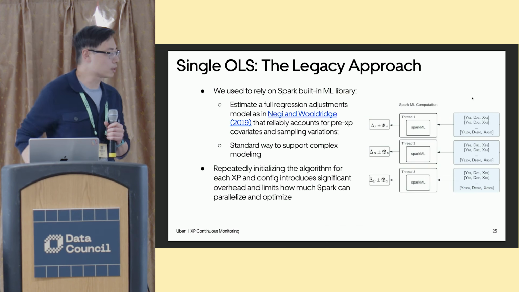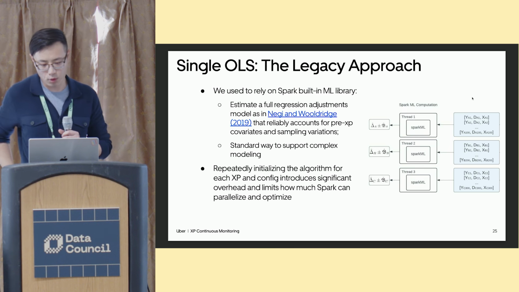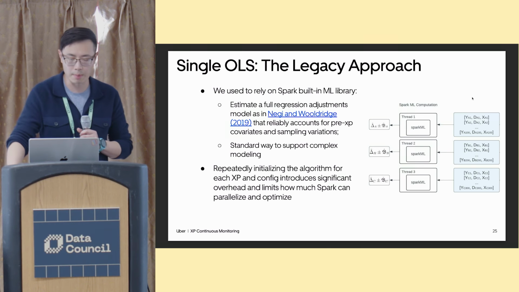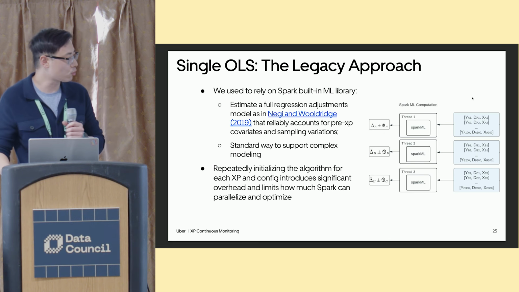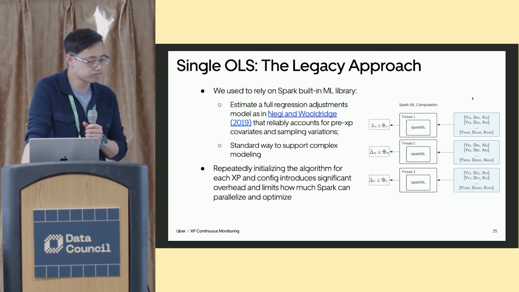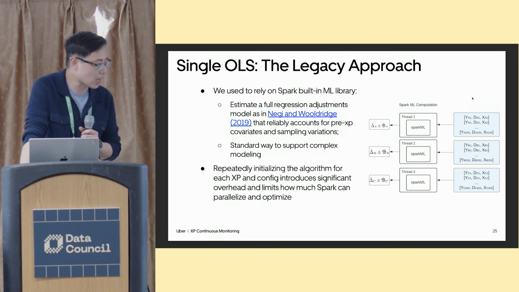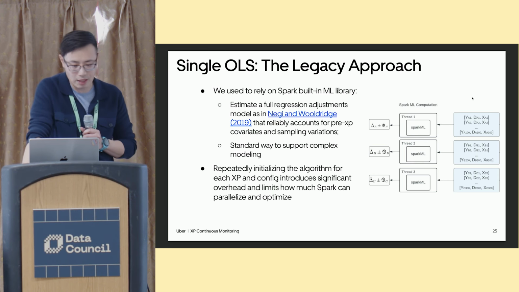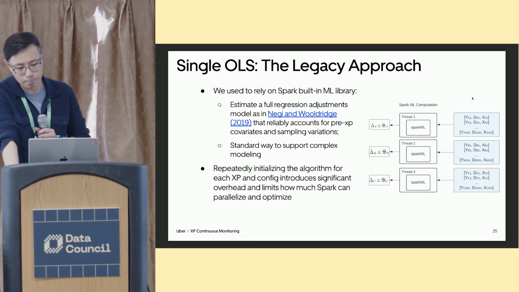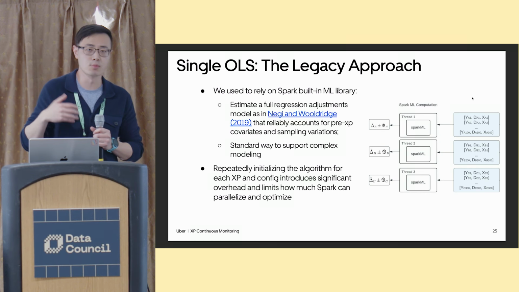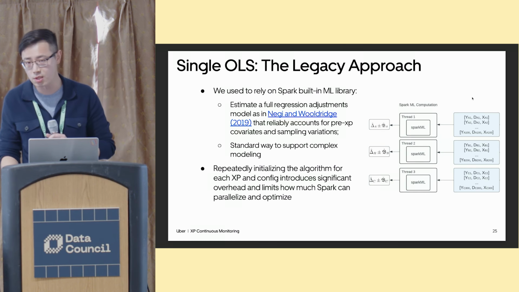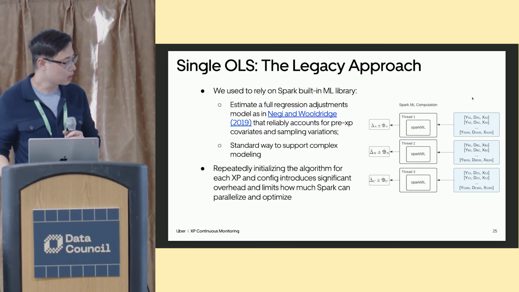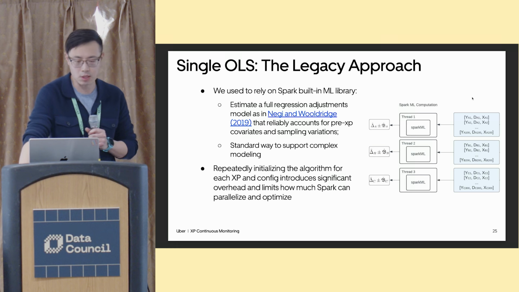So again, a little bit of history about what we were doing before. With on-demand analysis, we have a standard approach. We just use Spark's built-in ML library to estimate a full regression adjustment model. We didn't choose other popular choices like CUPED because after some simulations and validations, we found out a full regression adjustment model can help us more reliably account for sampling variations and also help us more efficiently use pre-experiment data to improve the precision of our estimation.